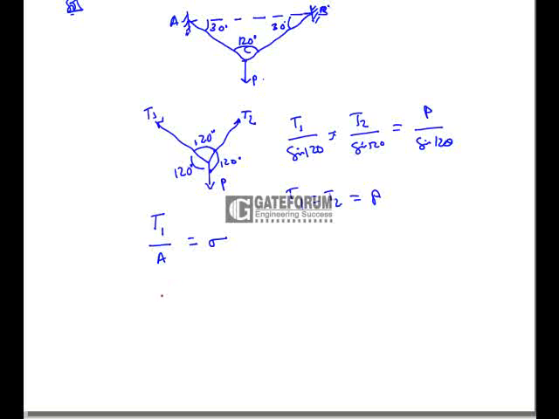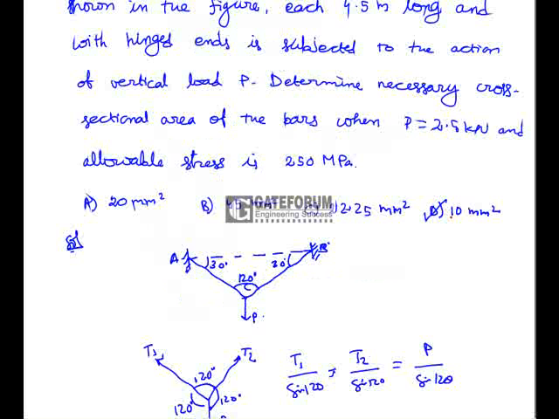So here T1 is equal to 2.5 kilonewton or 2500 Newton, and we will have to find out the cross sectional area, and sigma is equal to 250 megapascal, so the cross sectional area of the member is A is equal to 10 mm square. So in the options, the right option is D. D is the right option.